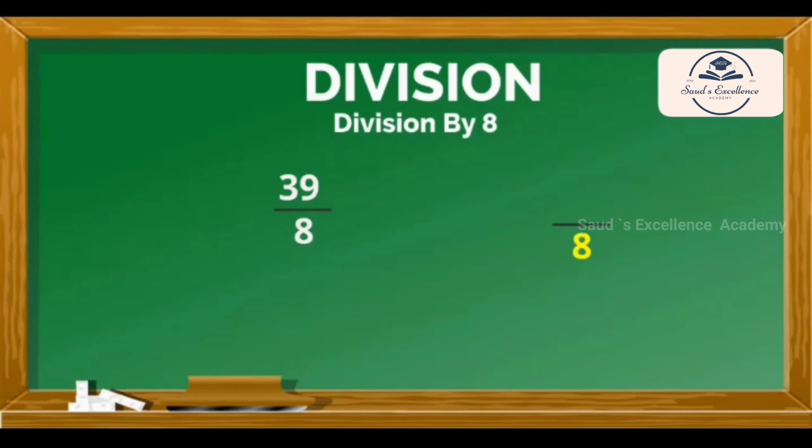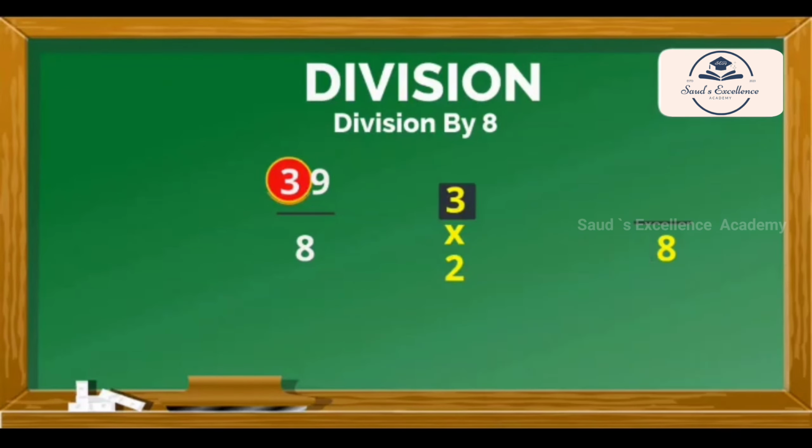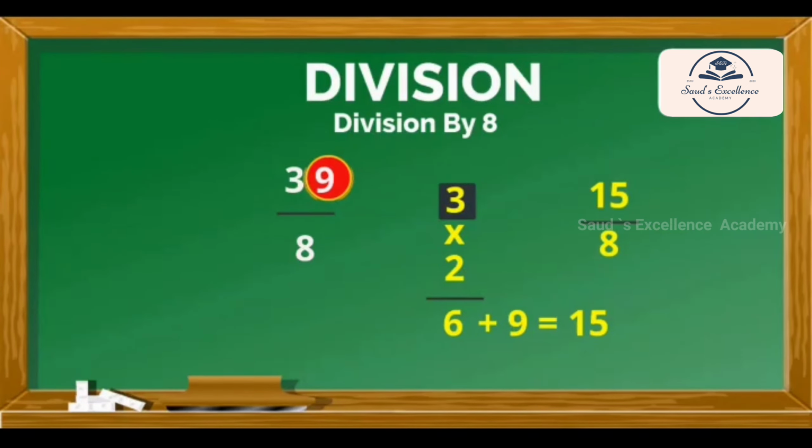Let's start with an example like 39. Divide by 8. We write the tens digit, 3. We multiply with 2, because 8 is just 2 less than 10. 2 multiplied by 3 equals 6. We add the unit digit 9 with 6, equal to 15. We write 15. 15 is bigger than 8, so we divide again.